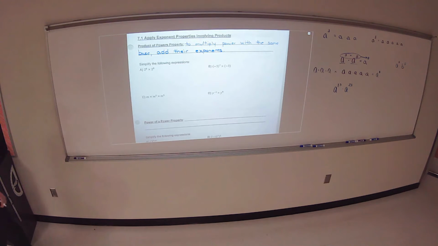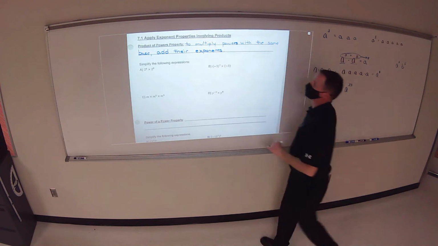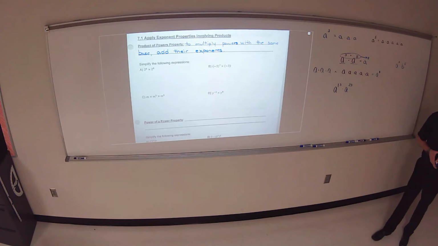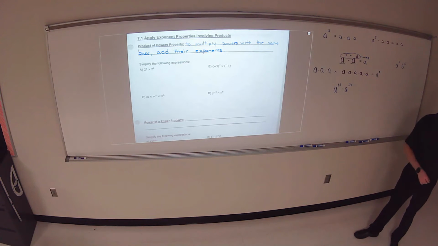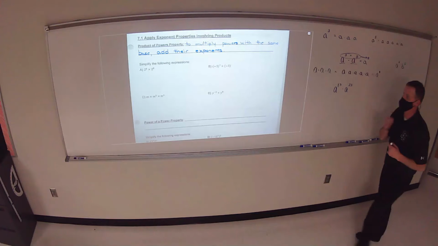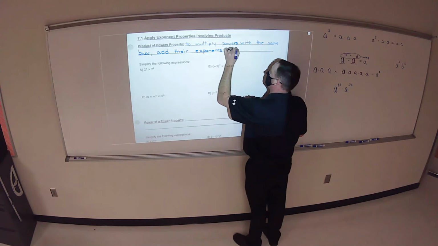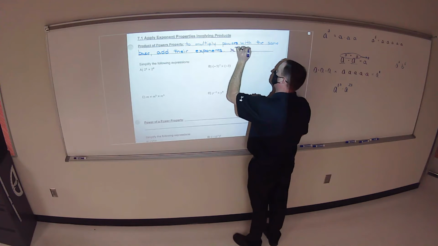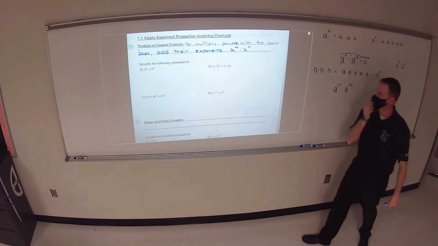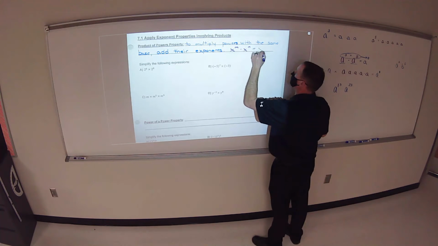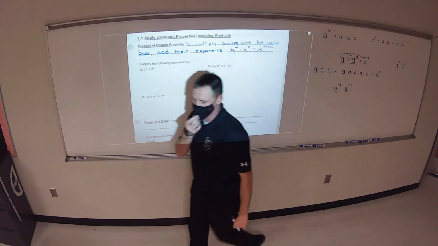To multiply powers with the same base, we're going to add their exponents. And I'll give you an example of it, just using variables. If we had x to the m, and that is being multiplied by x to the n, this will become x to the m plus n power.